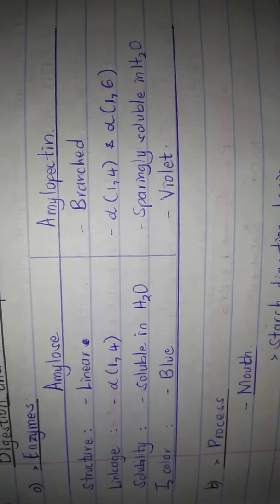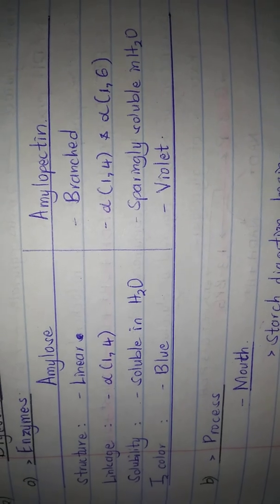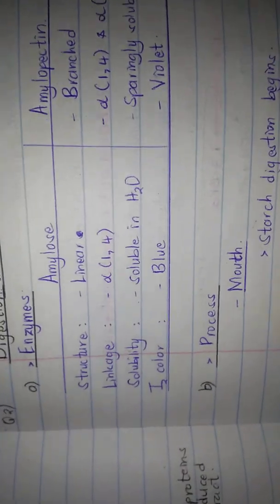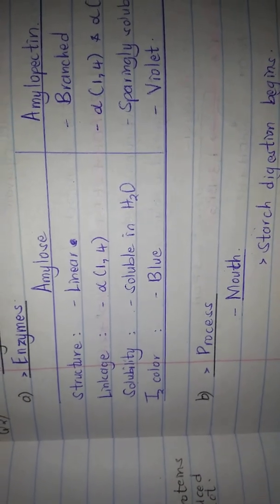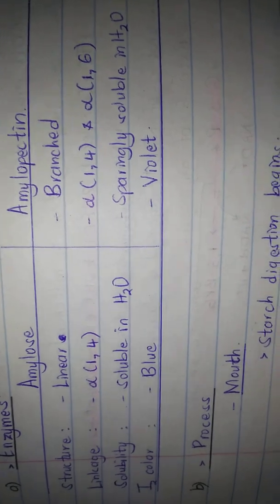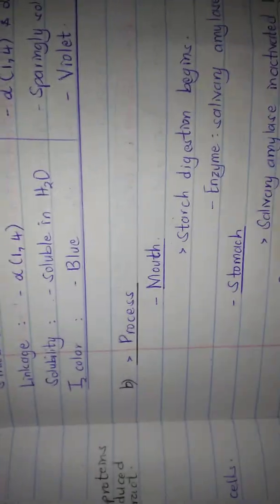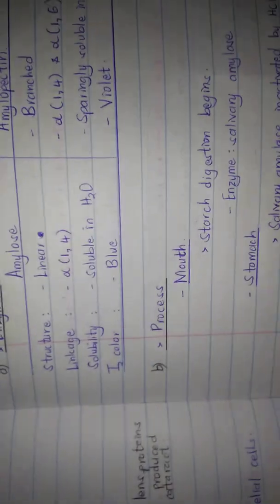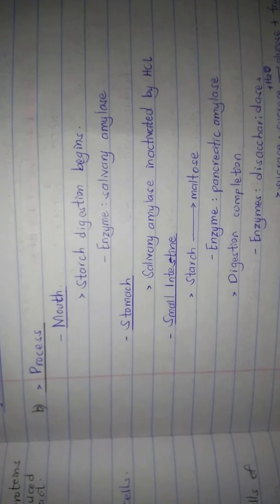Solubility, amylose is soluble in water. Amylopectin is sparingly soluble in water. For the color with iodine, amylose turns iodine blue, and amylopectin turns iodine violet. The other question under digestion and absorption is the process now, the process of digestion of carbohydrates.